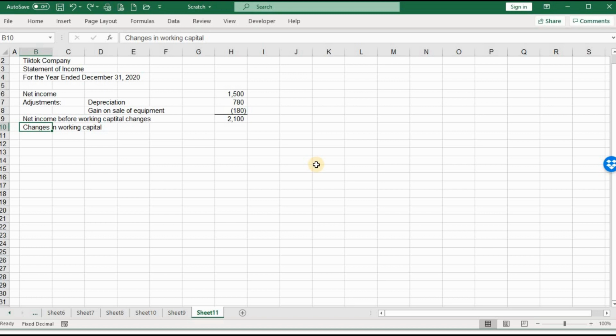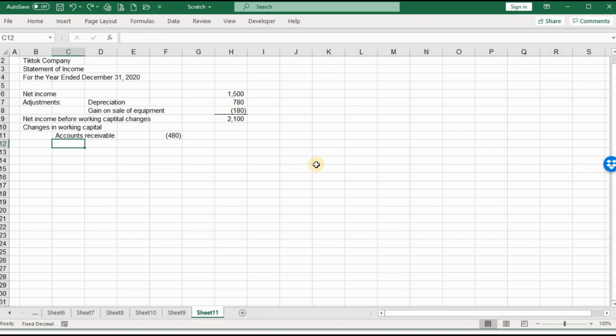Next is the changes in working capital, or the increases and decreases in working capital. Working capital refers to the difference between current assets and current liabilities. So let's start with accounts receivable. Accounts receivable has an increase of 480 pesos. However, the sign that we will consider in the preparation of cash flow must be the effect on the cash and cash equivalent. So what is the effect of the increase in accounts receivable on cash and cash equivalent?